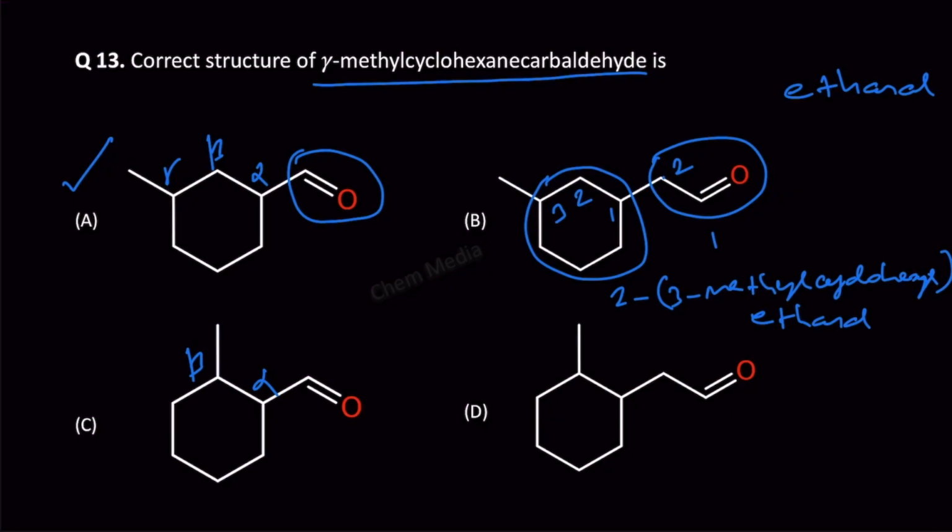How about for D? For D we can name it as, this is 1, this is 2. So 2, and then in parenthesis 2 methyl cyclohexyl, and then ethanol. That is the correct way of naming this one.